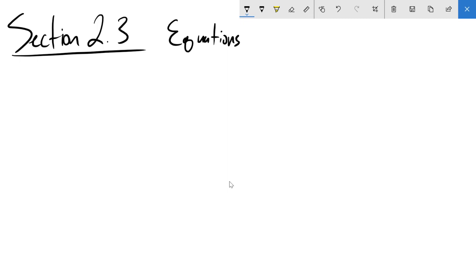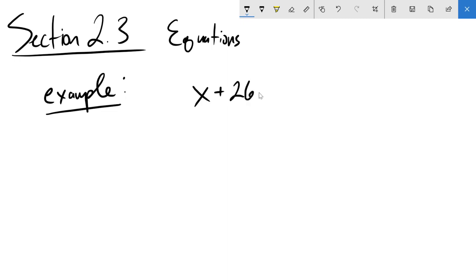So we're going to look at equations. What makes an equation an equation? We talked about it yesterday. The equal sign. Yeah, I have the equal sign in there, right? So I'll give you an example. Say we had an equation like, I don't know, x plus 26 equals, say, 30.